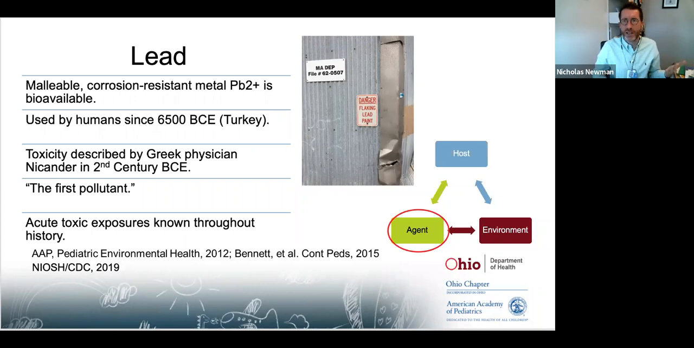That's the archaeology estimation. But as far as we know, the first report, at least in the Western medical compendium, if you want to call it that, came from the ancient Greeks approximately 2,200 years ago, describing acute lead toxicity. And the CDC actually refers to it as the first pollutant. It was really the first thing that we pulled out of the ground or started to use that started polluting everything.